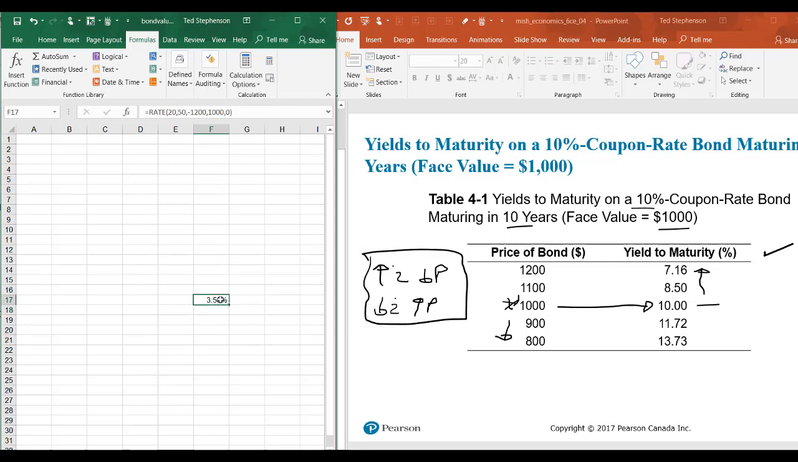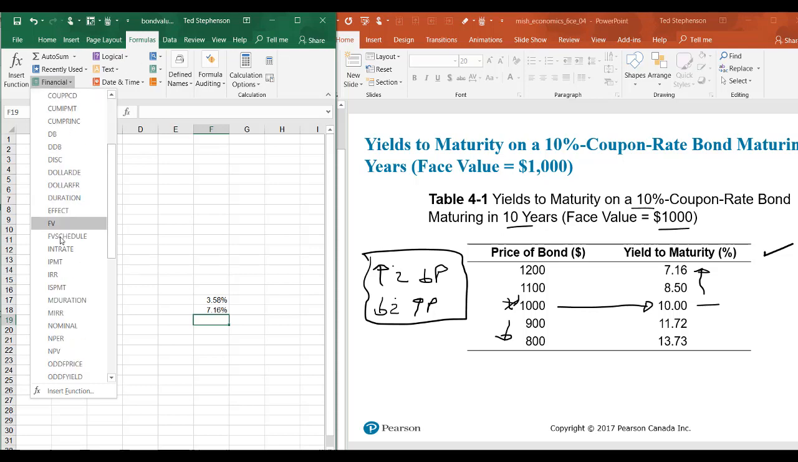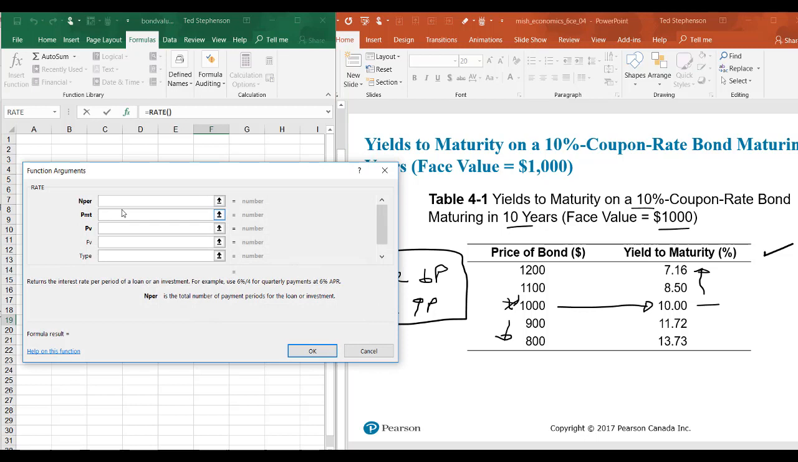We hit enter, and that's giving us a semi-annual rate. So if you want the annual rate, we're going to have to take that and multiply it by 2, and we get our 7.16. Okay, so again, formulas, I'm going to click on financial, and we're coming down here to the rate. We'll do the next one.